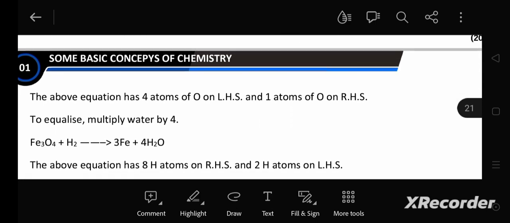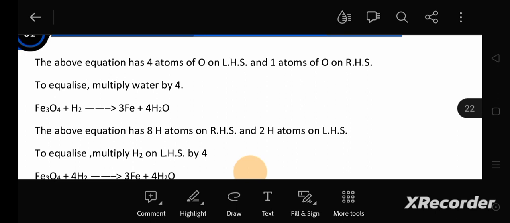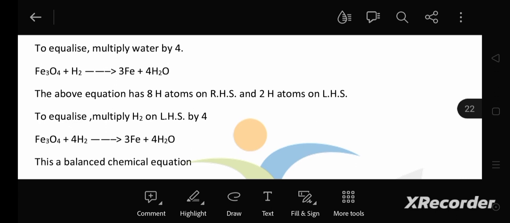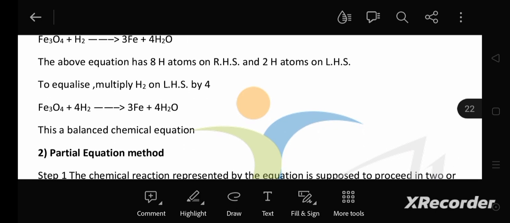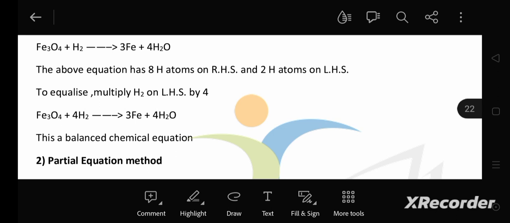So here your equation is Fe3O4 plus H2 give rise Fe plus 4H2O. Now with the multiply by 4, you will get at the product side hydrogen atom is 8. Now we have to balance the hydrogen atom. So the product side is 8, so you will write 4 at the reactant side. So the total equation is Fe3O4 plus 4H2 give rise 3Fe plus 4H2O. This is your balanced chemical equation.